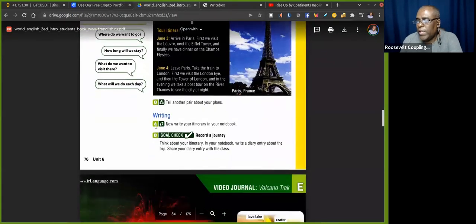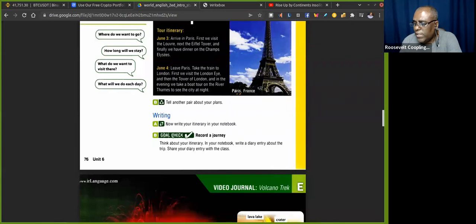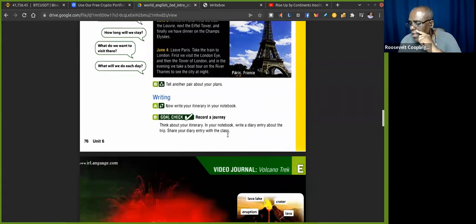Please do the writing for this activity, and then think about your itinerary in your notebook. Write a diary entry about the trip. Share your diary entry with the class. That's what I asked for as homework. You can continue all that.